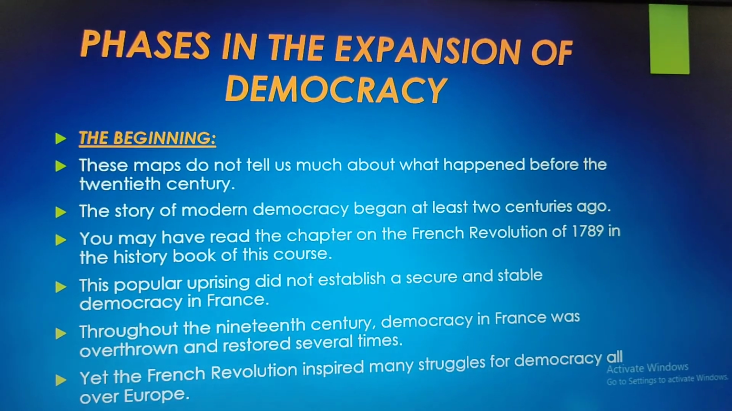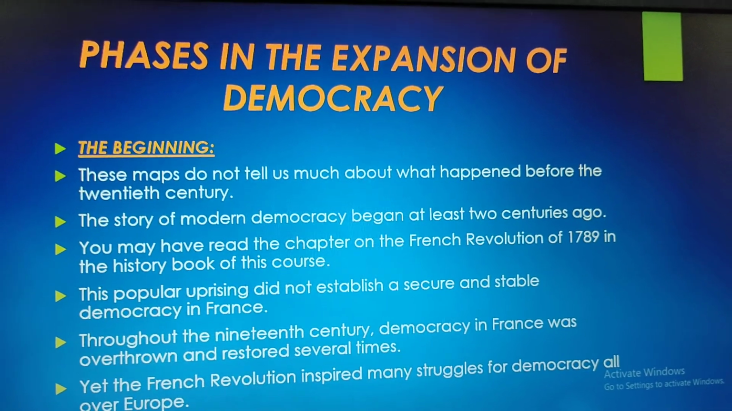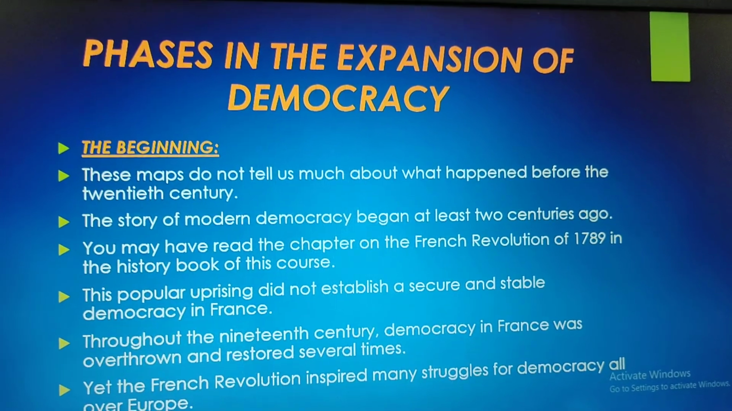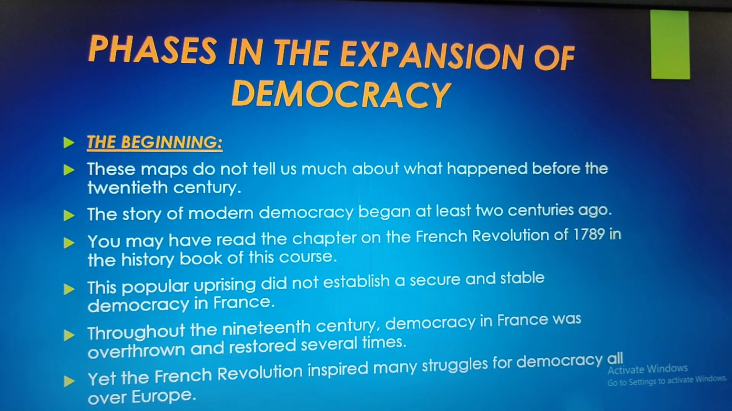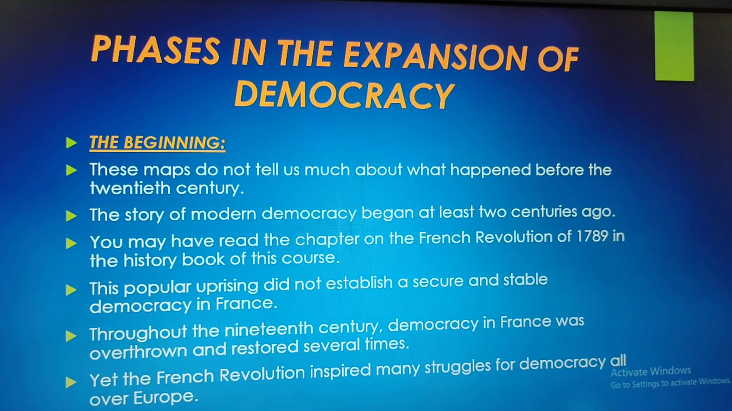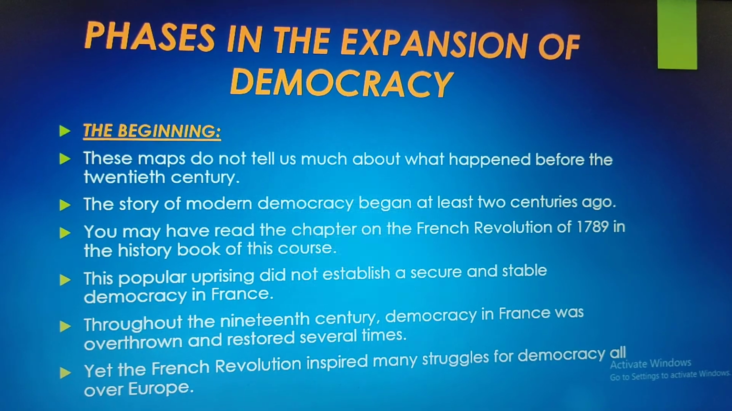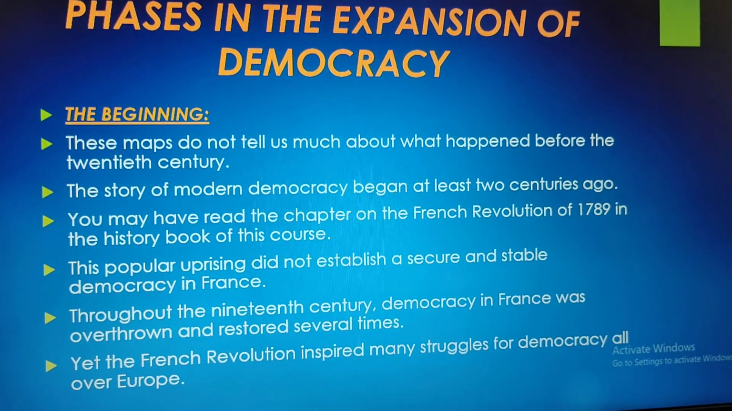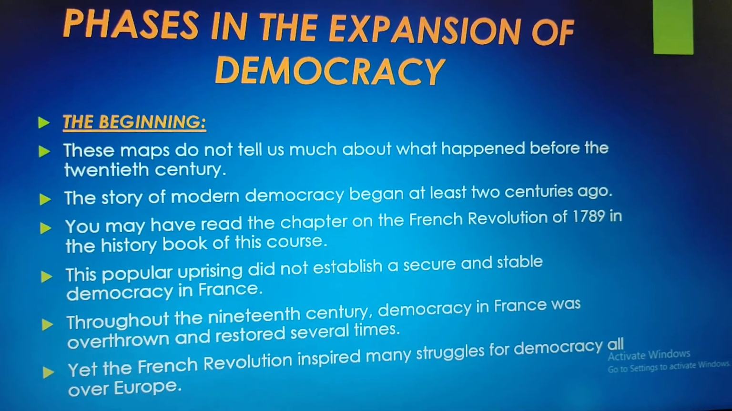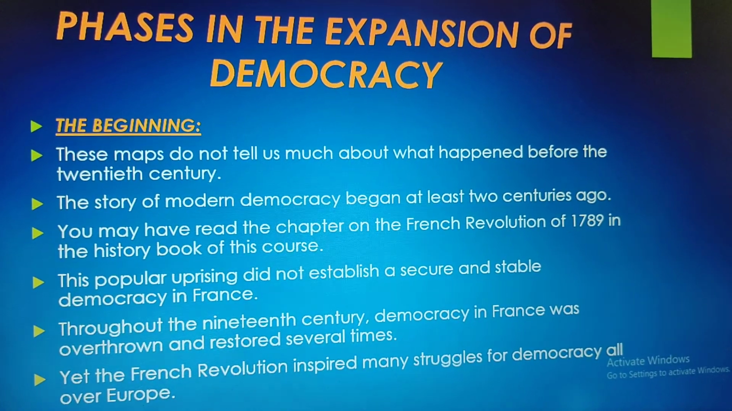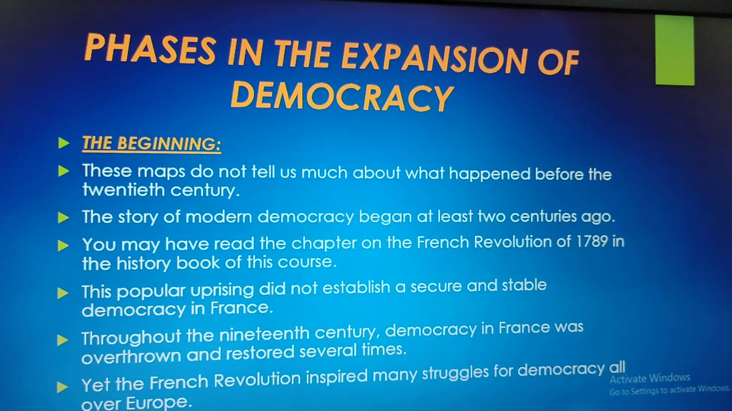The story of modern democracy began at least 2 centuries ago. You may have read the chapter on the French Revolution of 1789 in the history book of this course. This popular uprising did not establish a secure and stable democracy in France. Throughout the 19th century, democracy in France was overthrown and restored several times. Remember, firstly, when they fought in 1789 for democracy, they ended up with dictatorship. When dictatorship was removed, they ended up with monarchy. And when monarchy was removed, they got independence, and every time there was a threat to that democracy. But still, the French Revolution had inspired many struggles for democracy all over Europe.